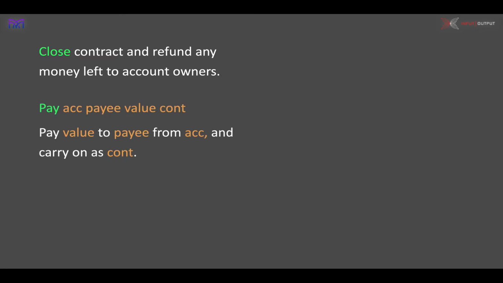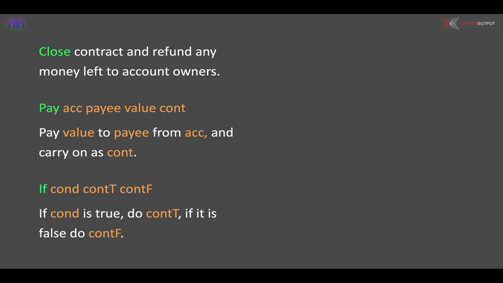Now, payments are made from accounts to payees, and we specify the value to be paid. And then the final part of the pay construct is the continuation, how the contract carries on after the payment has been made. So there we've got a payment being made, and we've got the conditional here. We have, if the condition is true, we do one contract, cont T. If it's not true, we do cont F. So that allows us, based on conditions, the contract can evolve in one way or another.